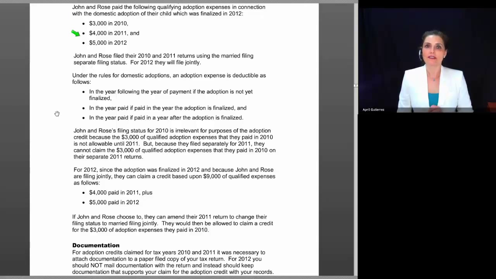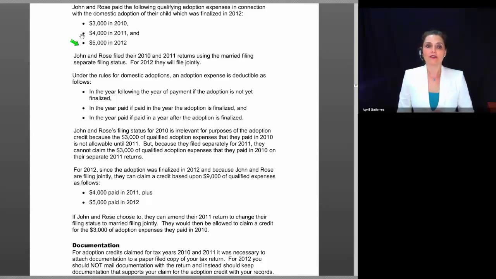But in 2011, they filed separately. So for 2011, they will not be able to claim the $3,000 of expense that was paid in 2010. Now, the $4,000 that was paid in 2011 also cannot be claimed on the 2011 return. Even if they filed jointly, they couldn't claim it because it was paid in 2011 and the adoption wasn't finalized. But they filed separately in 2011, and in terms of the $4,000, it doesn't really matter because the $4,000 is claimed in the year after the year of payment or the year the adoption is finalized, and that was 2012.